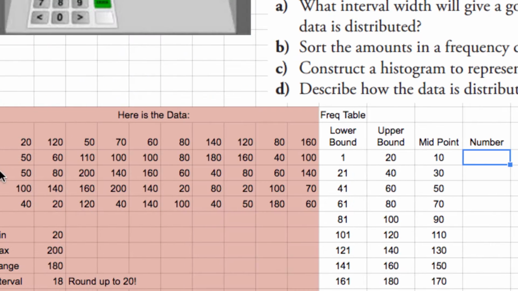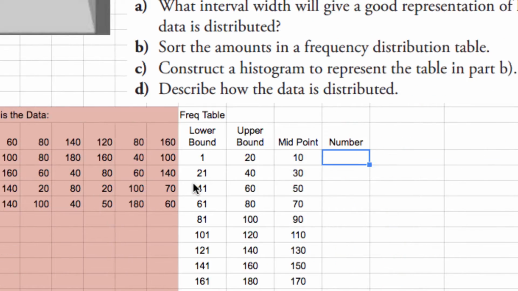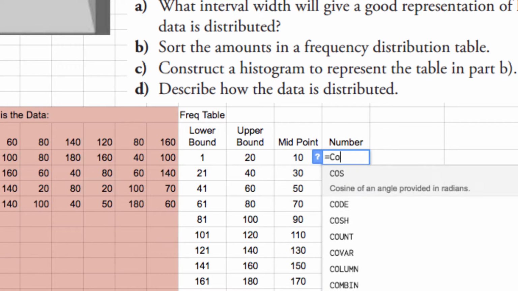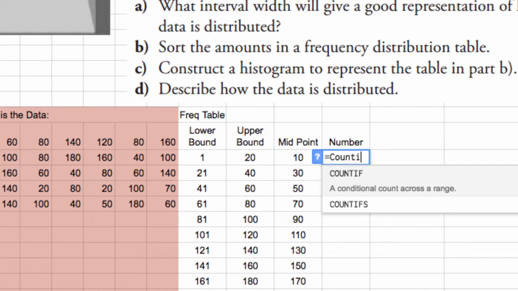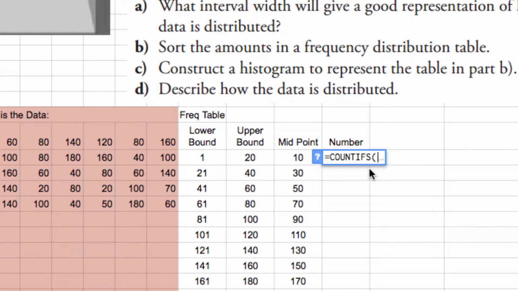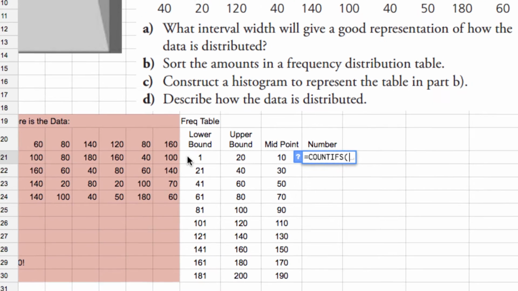What we want to do is count how many numbers in this range are between 1 and 20. So we could say equals, put the word COUNTIF, and there it is. We actually want more than one condition, so we're going to say COUNTIFS. Now, the first thing is, where do you want to do the count? It's kind of the first argument of this function.